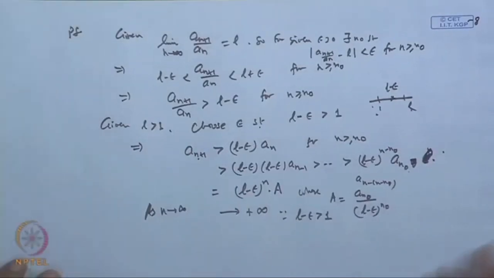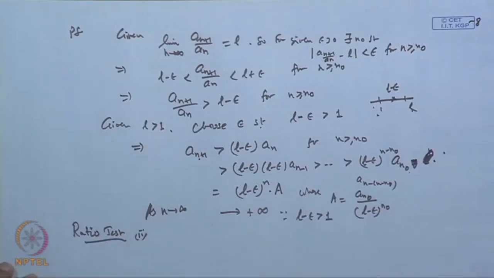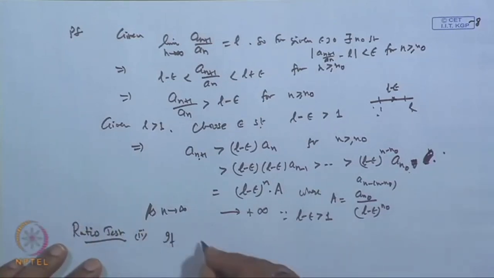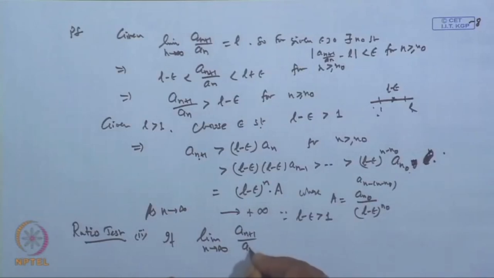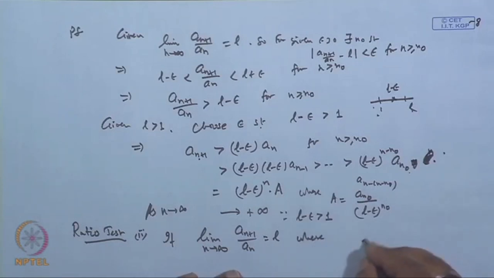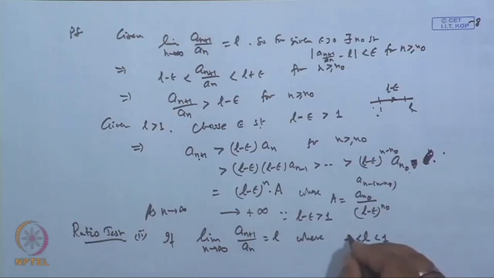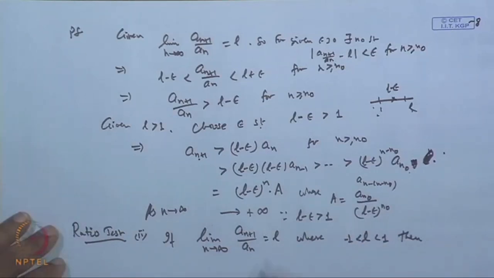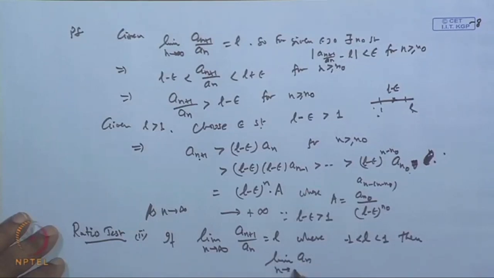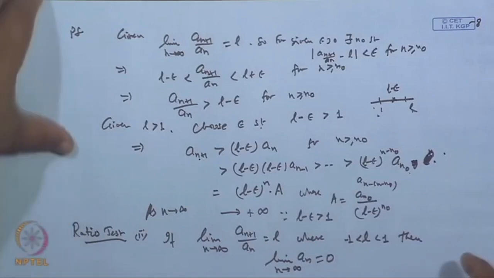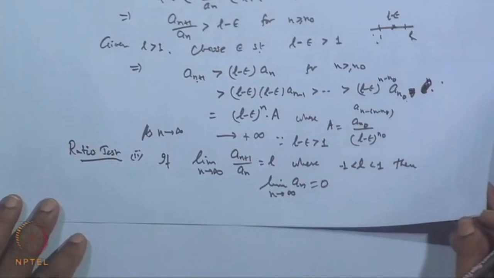Now, the second test says, the second part says that if the limit of a n plus 1 by a n as n tends to infinity is L, where L lies between minus 1 and plus 1, then the limit of this sequence a n as n tends to infinity will be 0. This we want to show.